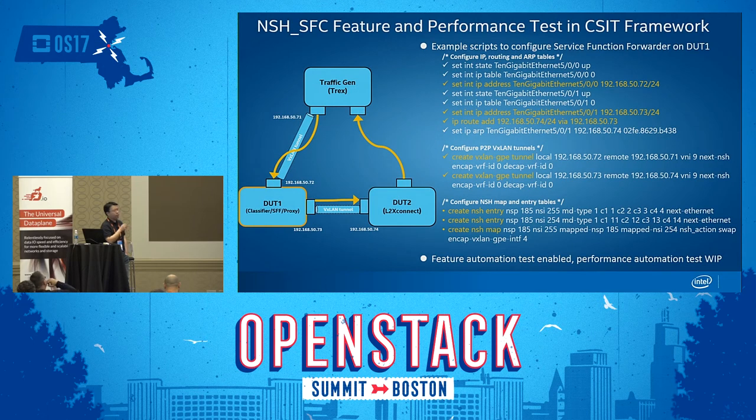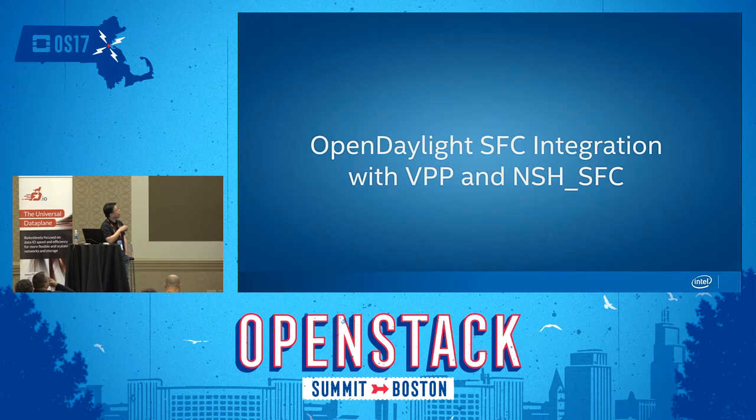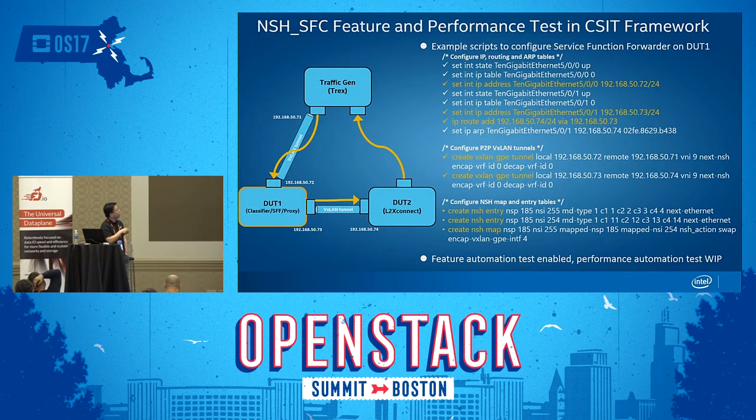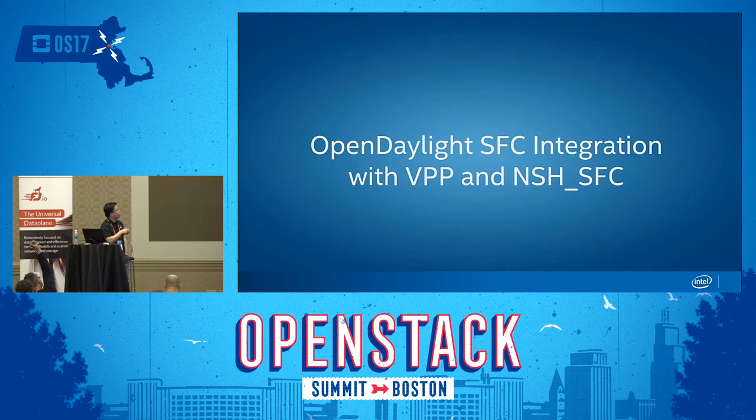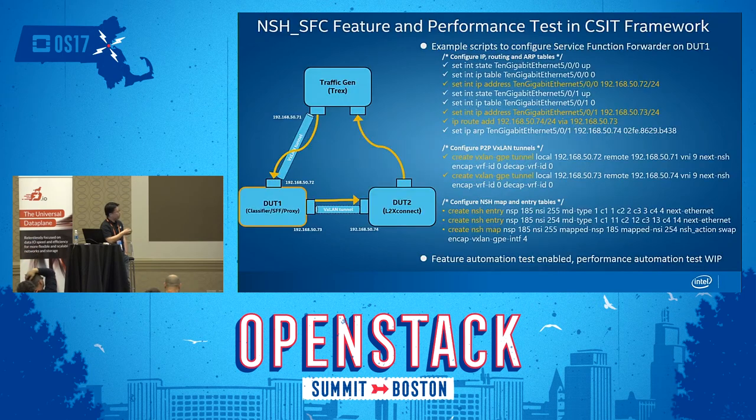Okay. So, function and performance testing. In FD.io, there is the CSIT testing framework. As you can see here, a traffic generator and two DUTs. It can set up a VXLAN tunnel between the traffic generator and DUT1, and also a VXLAN tunnel between DUT1 and DUT2.